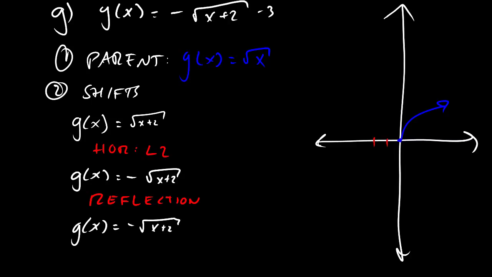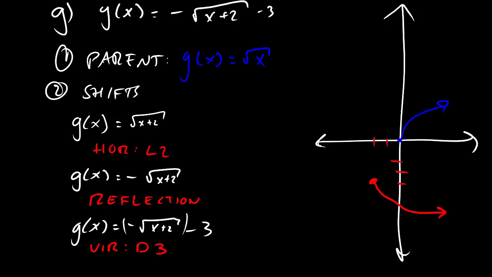And last bit, g of x is equal to the negative square root of x plus 2, and a minus 3 of our whole entire quantity, right? What does that do? It means it's a vertical shift. And the vertical shift is going down 3. 1, 2, 3. So, our new starting point is this dot. I've shifted left 2, down 3. And I'm reflecting. So now, I've reflected. And it looks beautiful. Yes, indeed, our parent graph should be proud because this is what it looks like.